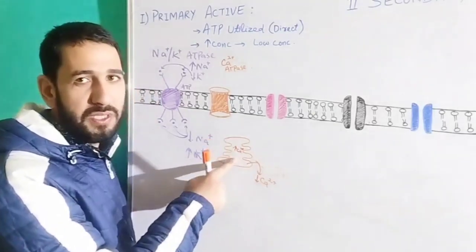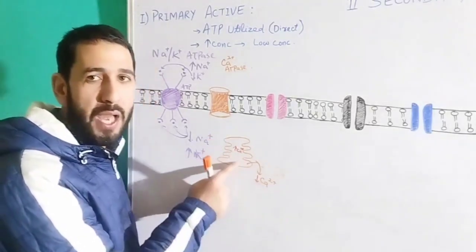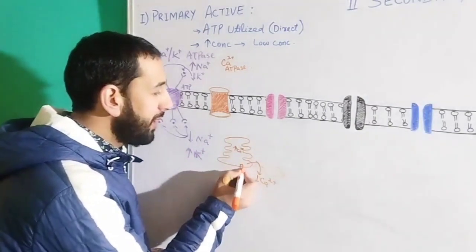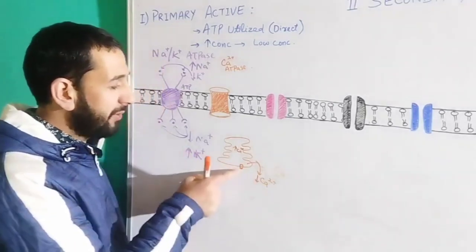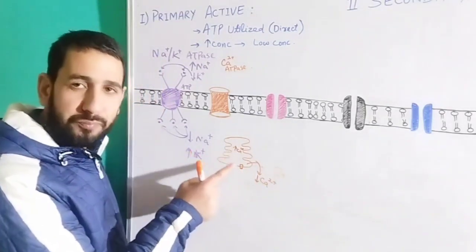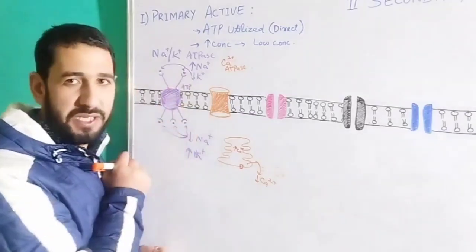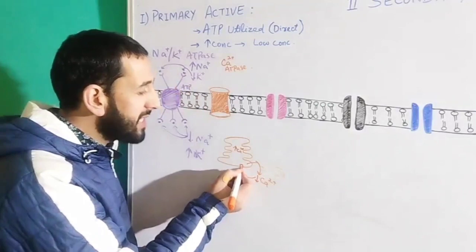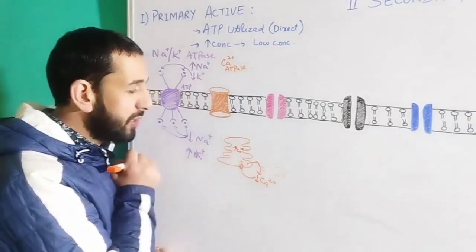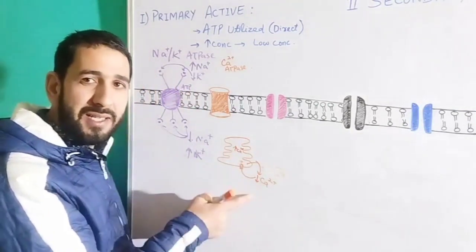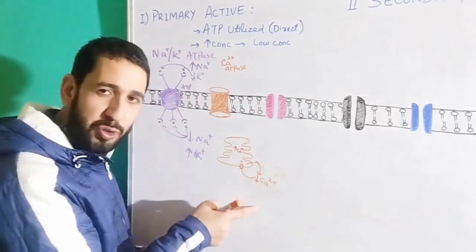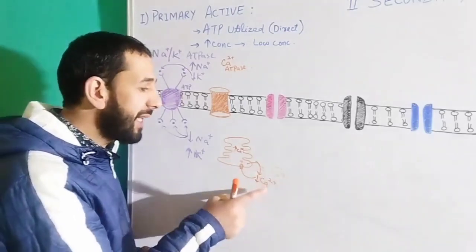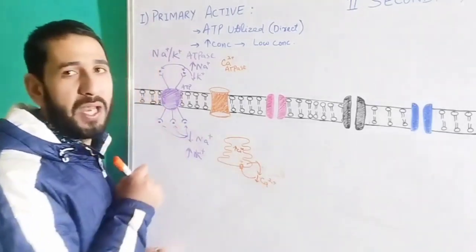That means it has to be taken from low concentration to high concentration. Now, for this transport, we have special proteins on the membrane of the sarcoplasmic reticulum. These proteins are actually calcium ATPase. This calcium ATPase is utilizing the ATPs directly, utilizing the energy directly and taking the calcium from the cytoplasm into the sarcoplasmic reticulum. Or we can say it is taking the calcium from low concentration to high concentration.